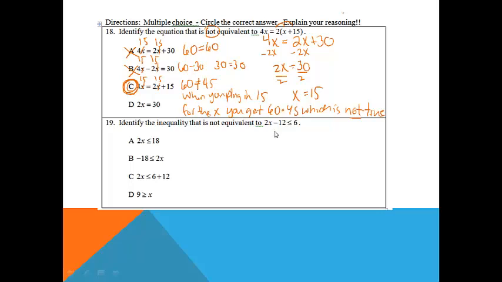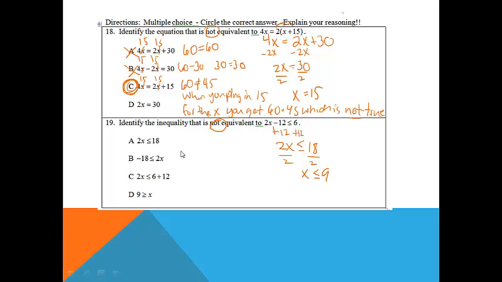Okay, next one. This one's going to work a little bit differently because there's an inequality in it instead, so we'll have to approach it a little bit differently. Identify the inequality that is not equivalent to 2x minus 12 is less than or equal to 6. First, I am going to solve it just like we did the first one. I'm going to add 12 to both sides. I'll get 2x is less than or equal to 18, and then I'll divide both sides by 2, and I'll get x is less than or equal to 9.